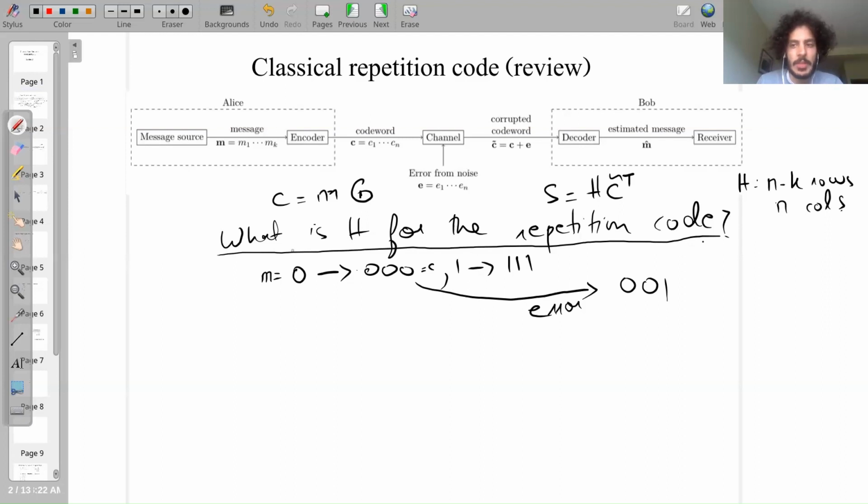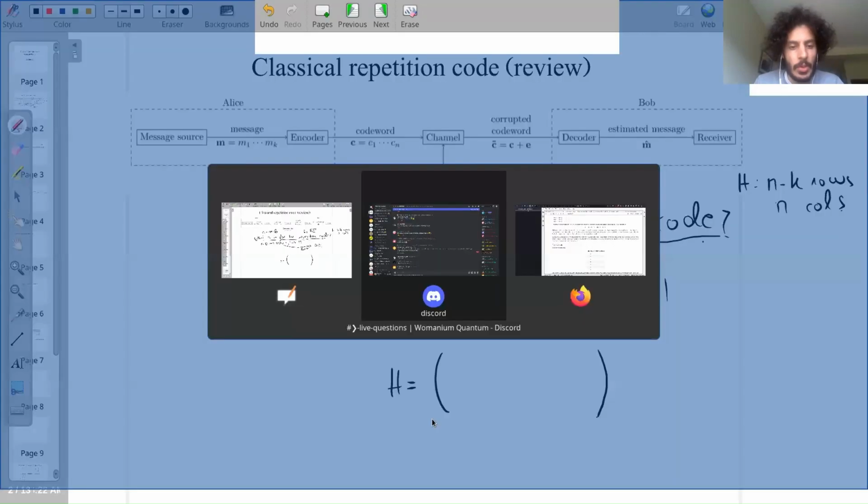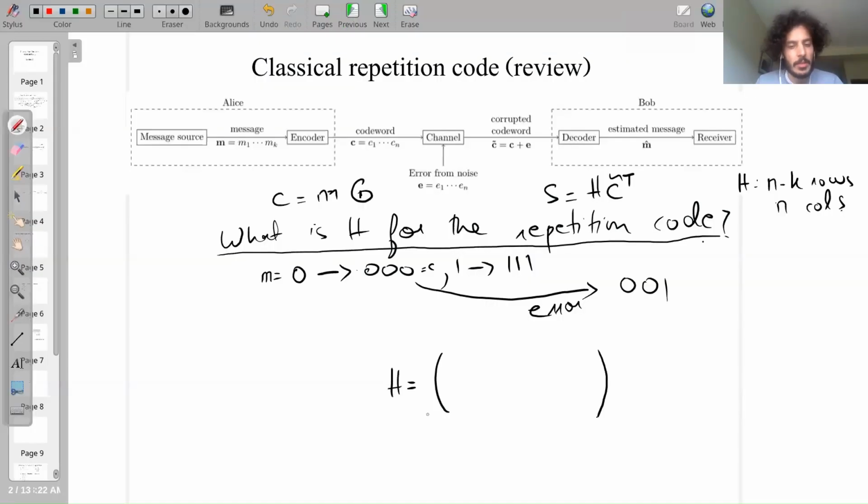Right. So in this case, we know the repetition code has, well, n is 3 and k is equal to 1. So you get 2 rows and 3 columns. So H is the matrix. What do you think should be the entries here? So that, for example, as different errors occur, you get the correct syndrome.